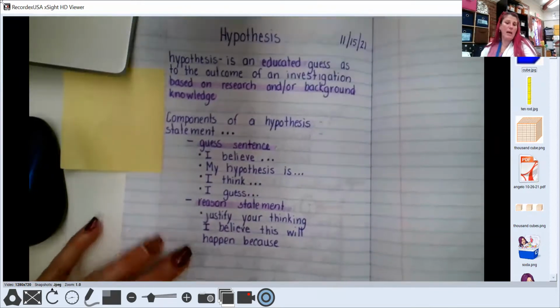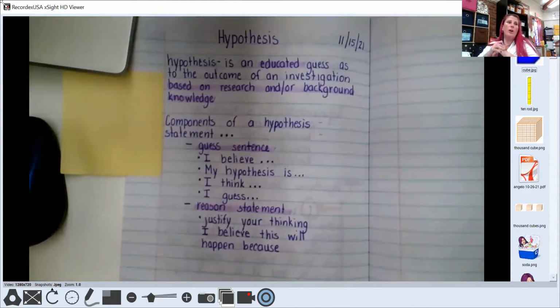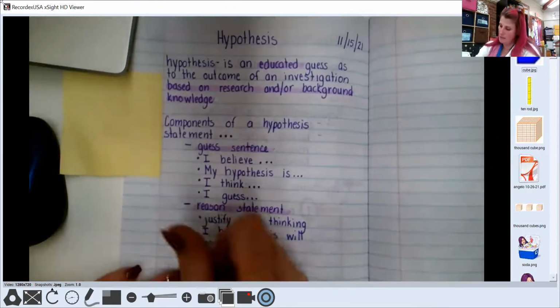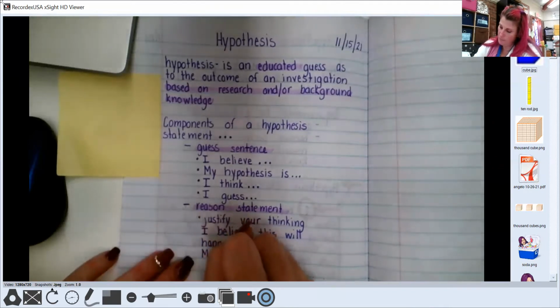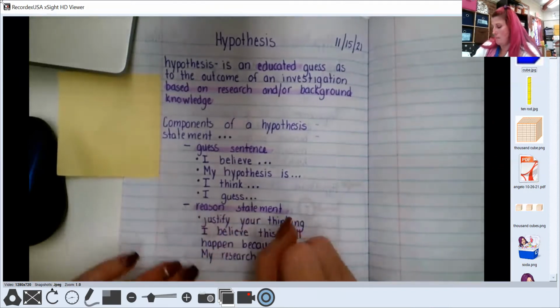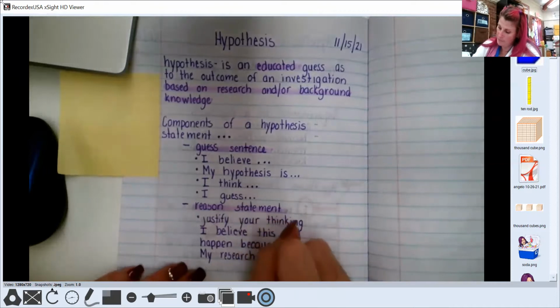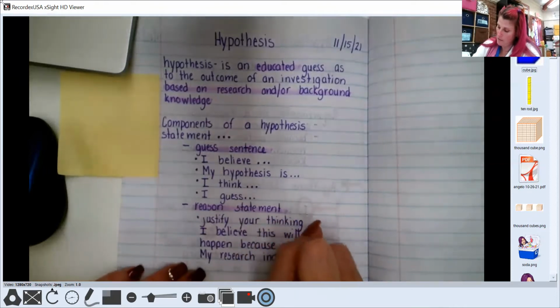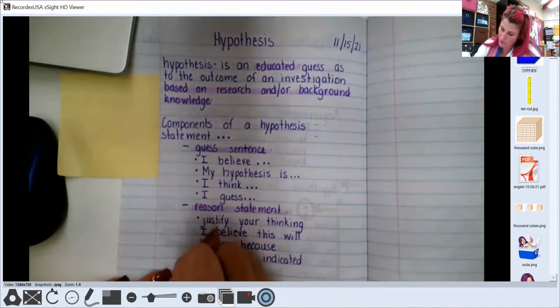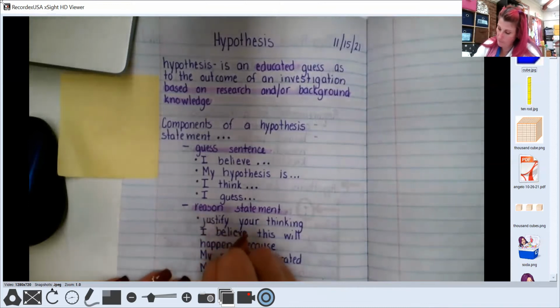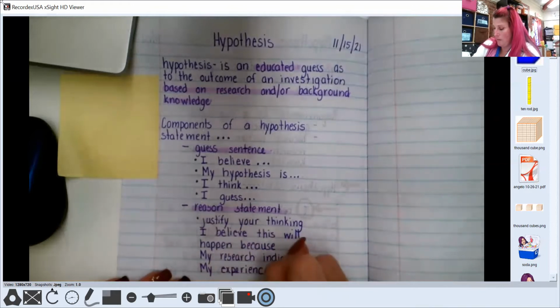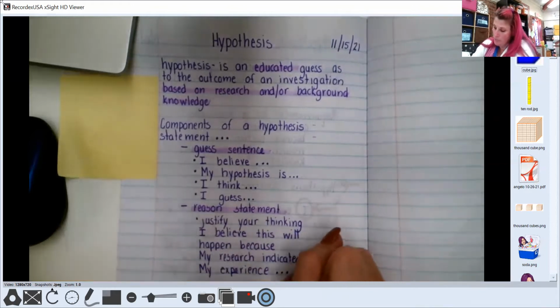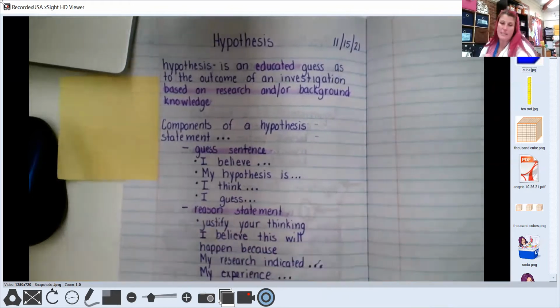So I believe this will happen because, or, my research told me, my research indicated, my experience. These are all ways to begin your reason statement.